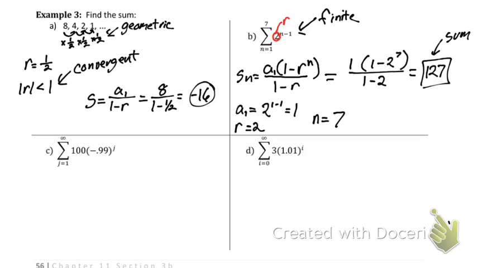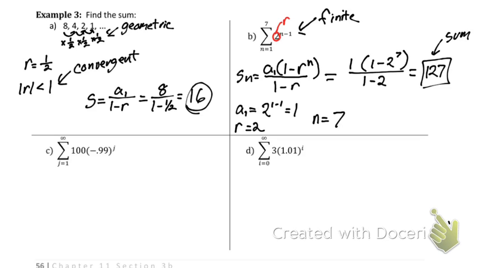Wait, no. It should just be 16. I don't know why I said it was negative, because 1 minus 1/2 is a positive 1/2, not a negative 1/2. I did it backwards in my head. It should be a positive 16. I'm just trying to rush through because I've got 1 minute to finish this.